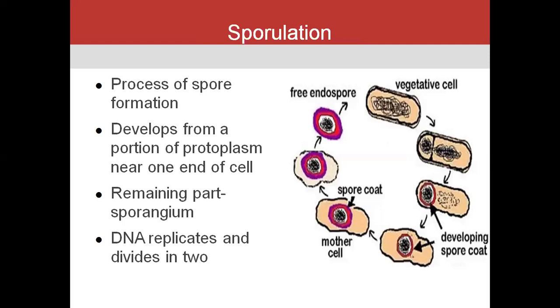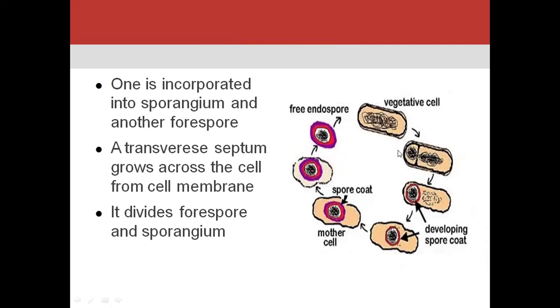Next, sporulation. What is sporulation? Sporulation means the process of spore formation. Here the spore develops from a portion of protoplasm near one end of the cell, and the remaining part of the cell is called the sporangium. First of all, the DNA replicates and divides into two. One is incorporated into the sporangium and another is incorporated into the forespore.